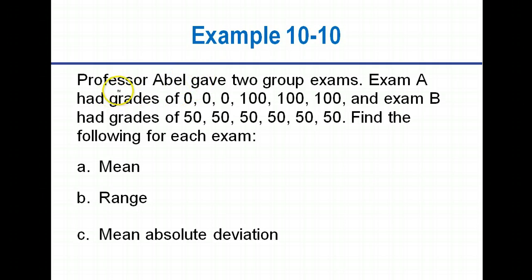So there was a professor, and he gave 2 groups of exams. Exam A had the following grades. There were 3 zeros and 3 hundreds. A pretty big spread, I would say, yes? And exam B had grades of all 50s. Find the following for each of the exams.